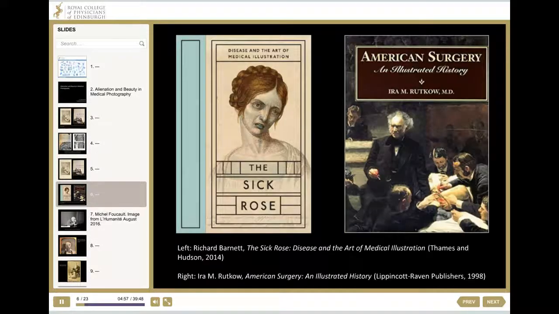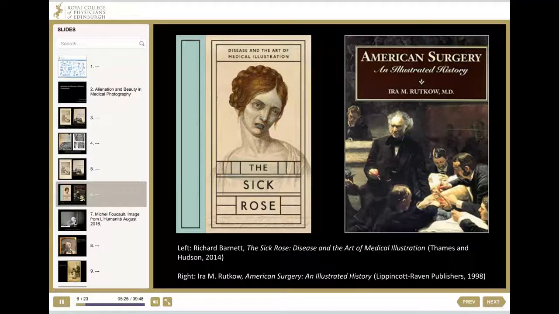Before I dive into my story, I would like to briefly acknowledge the complex history of medical illustration. There are interesting discussions and debates to be had about medical illustration and how much it's evolved. However, I'm solely focusing on its relation to medical photography today. So if you are interested, I'd point you towards these two books, Richard Barnett's Sick Rose or Ira Rutko's American Surgery: An Illustrated History.